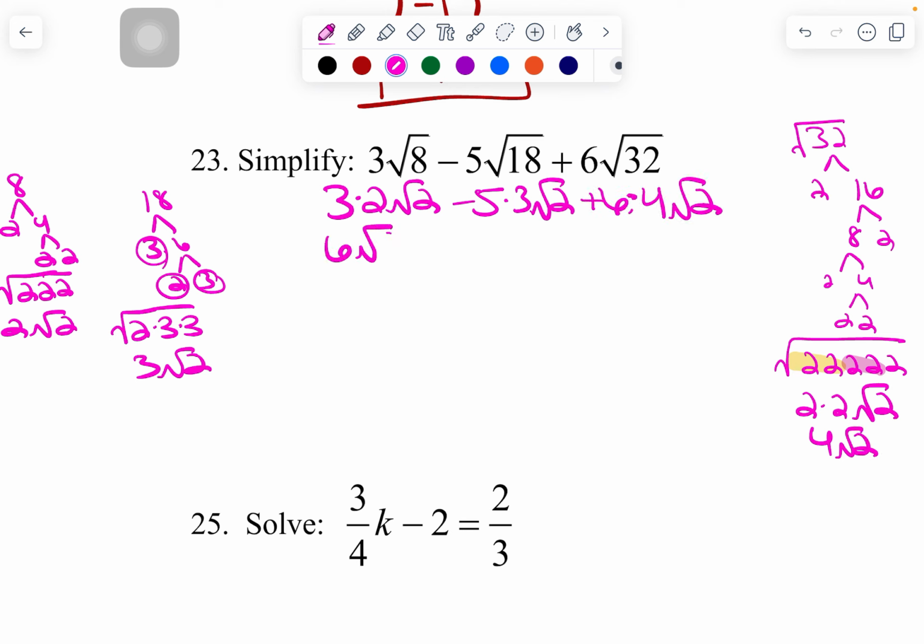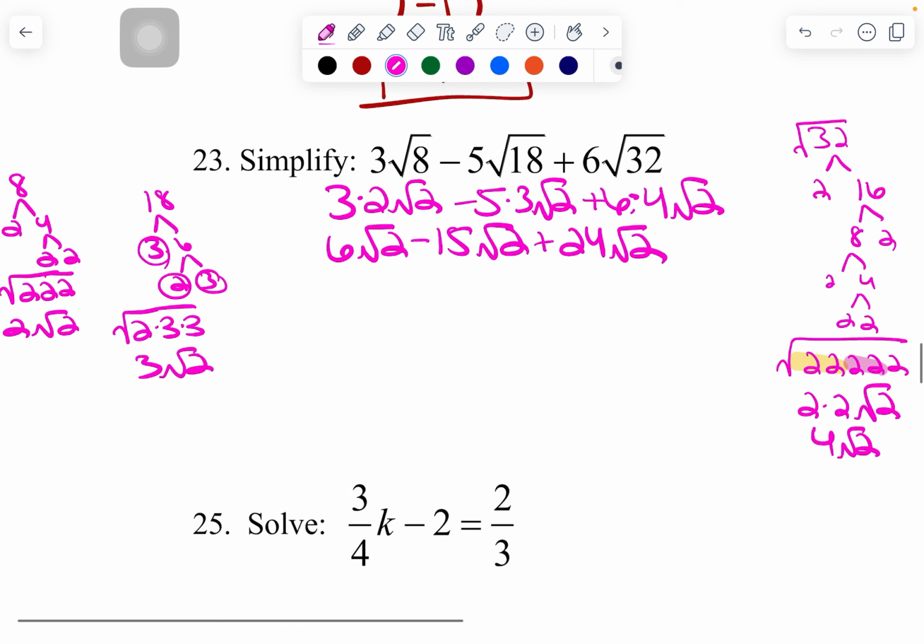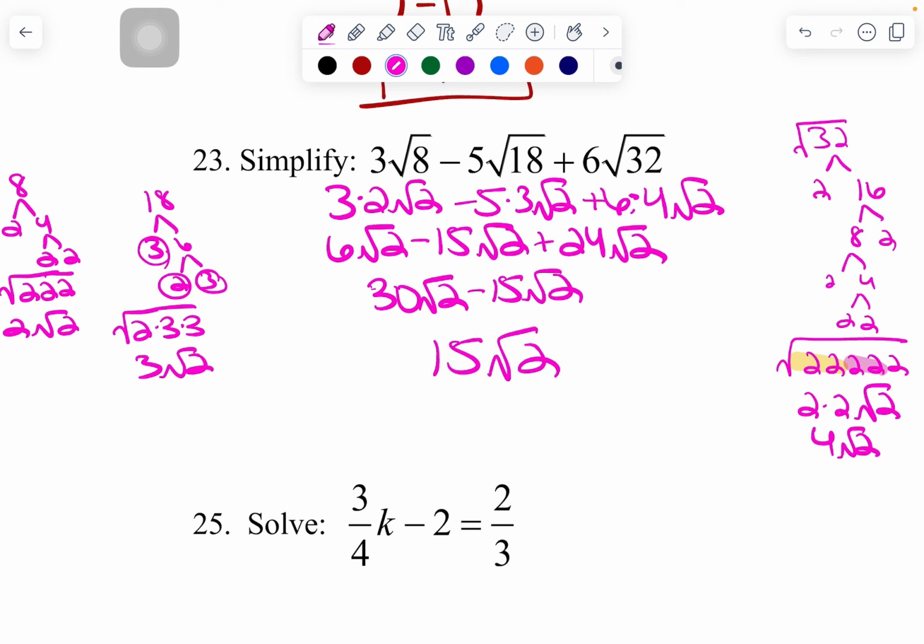All right, so 6 root 2 minus 15 root 2 plus 24 root 2. All right, hold on, let's do this the other way. 6 and 24 are the positive, so those would add up to 30 root 2 minus 15 root 2. So 30 minus 15 is 15 root 2. All right, moving right along.